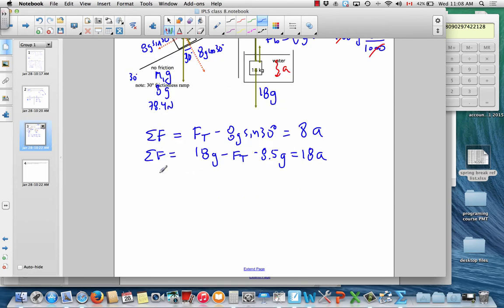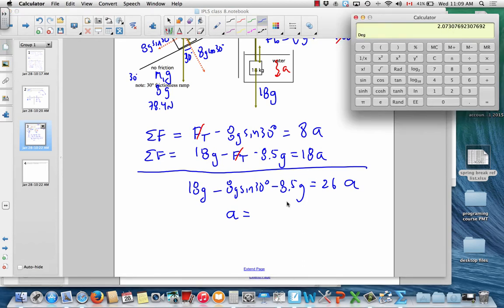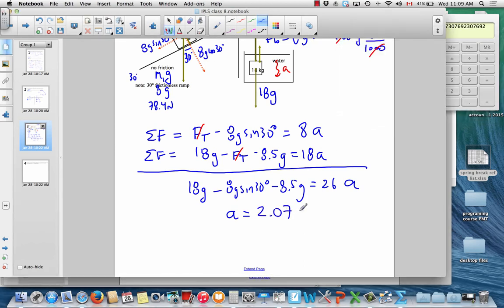So solving the system by elimination, which means adding the two things together, when I do that, I notice that plus tension minus tension cancel, and I end up with 18g minus 8g sine 30 minus 8.5g is 26a. So I can just divide by 26 to get the acceleration of the system. And let's see what that works out to. So that's 2.07 meters per second squared. Okay, so that's a little force analysis involving buoyancy, another flash from the past.